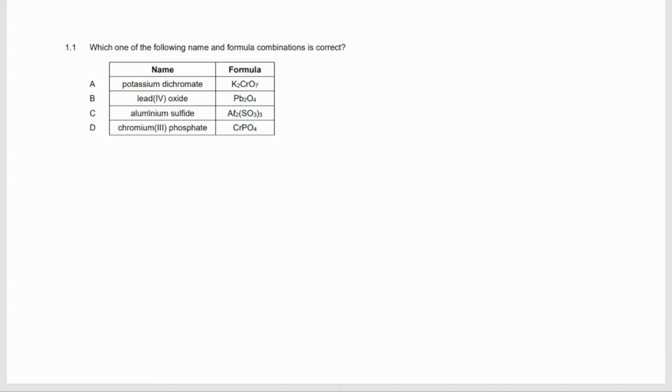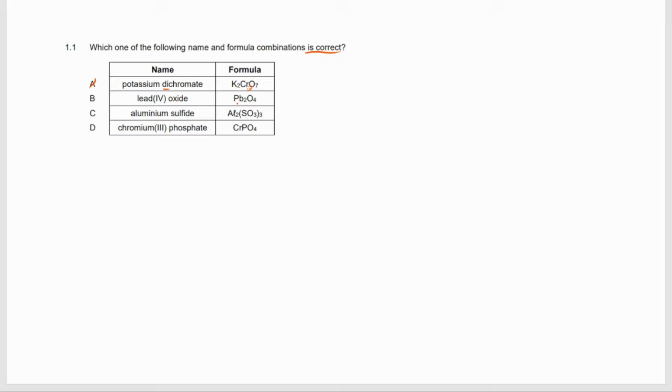Okay, so this looks correct because the valency of dichromate is indeed 2, but the problem is, I mean, it's right there, for dichromate, there should be a 2 here. It should be Cr2O7, okay, for dichromate. So this one is not correct. It's not correct. All right.